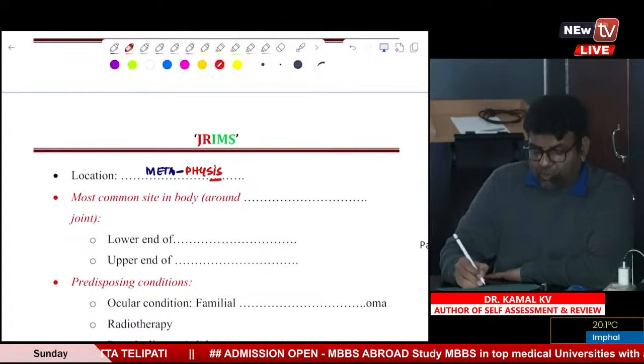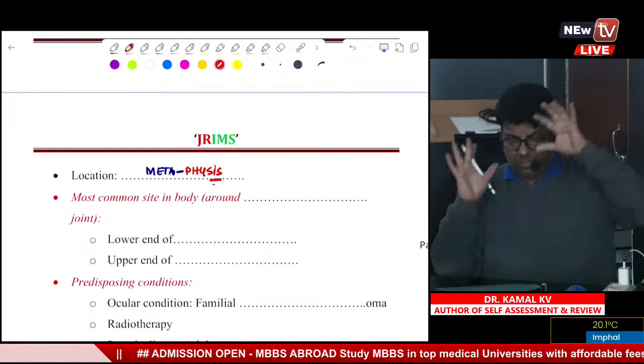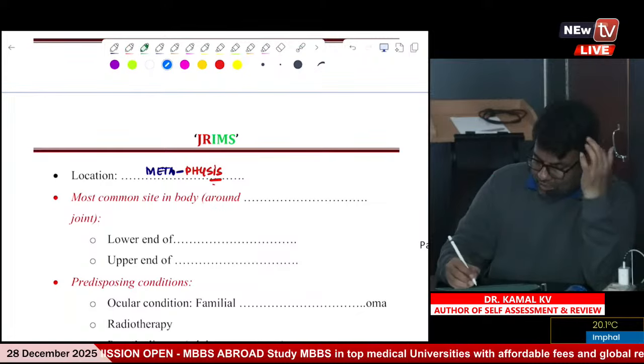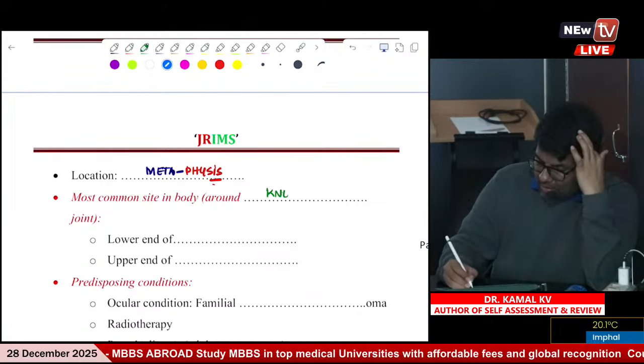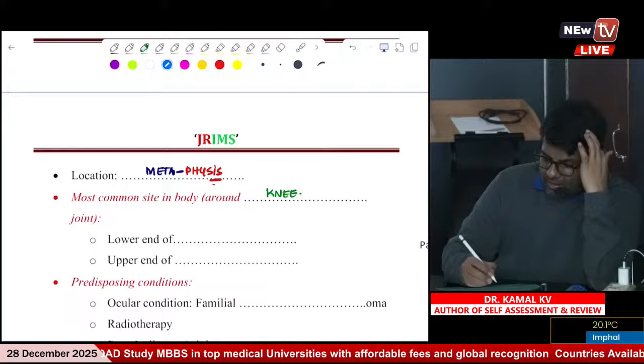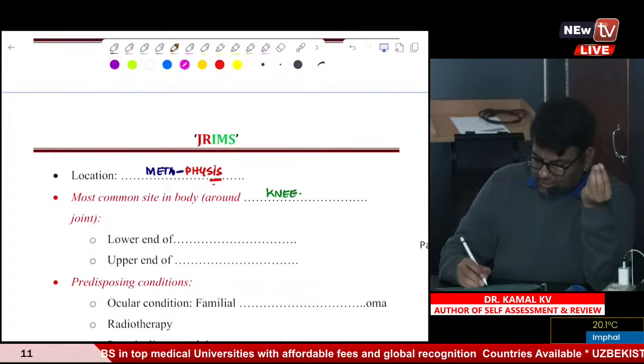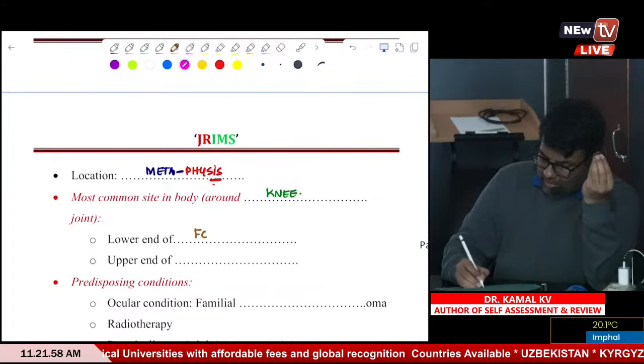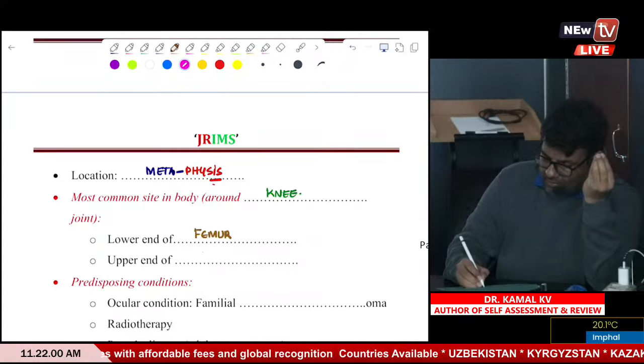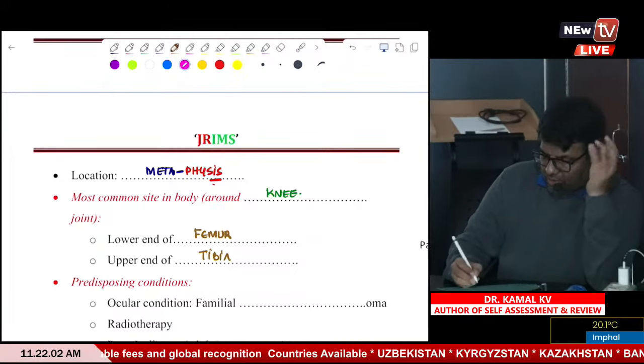And just remember the locations of acute osteomyelitis. Same you can remember. Which joint? Knee joint. First is lower end of femur and second is upper end of tibia. So the sequence is almost the same.